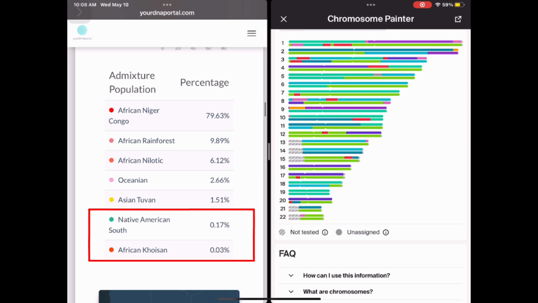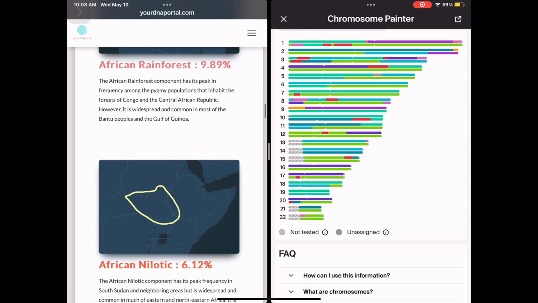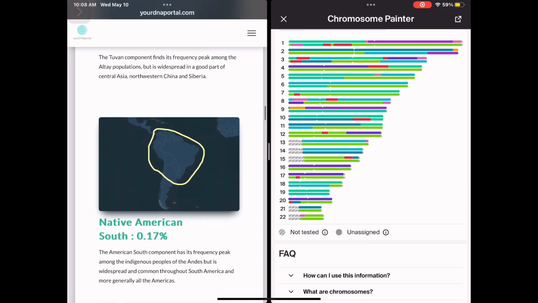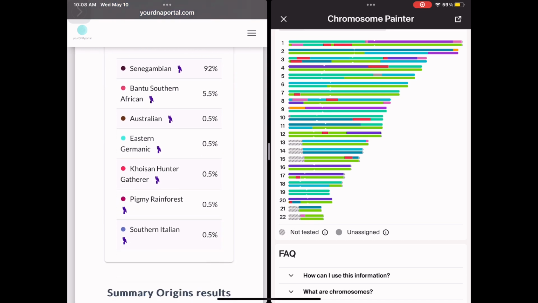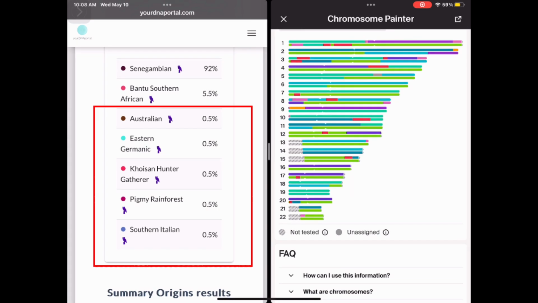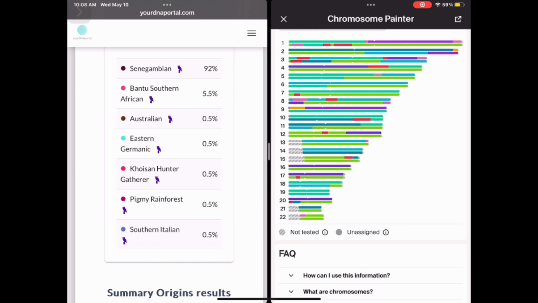Chromosome 7 is showing Native American South at 0.17 and African Khoisan at 0.03. And then the in-depth origins at 0.5% show Australian, Eastern Germanic, Khoisan hunter-gatherer, Pygmy rainforest, and Southern Italian.